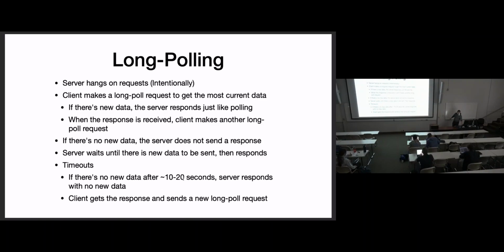After like 10 or 20 seconds go by, the server's going to respond with, nope, there's no new data. So we're going to have a limitation on how long it's going to hang. It'll hang for some fixed amount of time and then respond and say, nothing new. Whenever the client gets a response from a long poll request, it immediately sends off another long poll request. So if there's no data to be sent, we send a request. 10 to 20 seconds later, we get a response that says no new data. We send another request. 10 to 20 seconds later, no new data. Send another request. Keep sending requests.